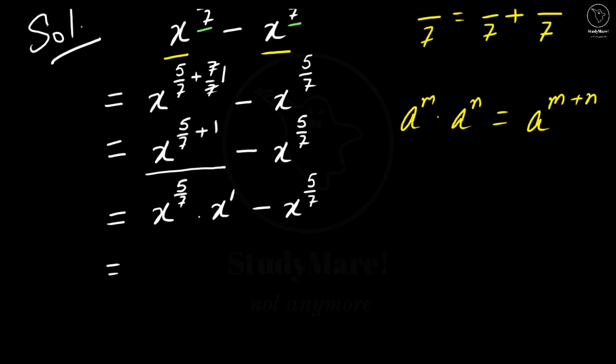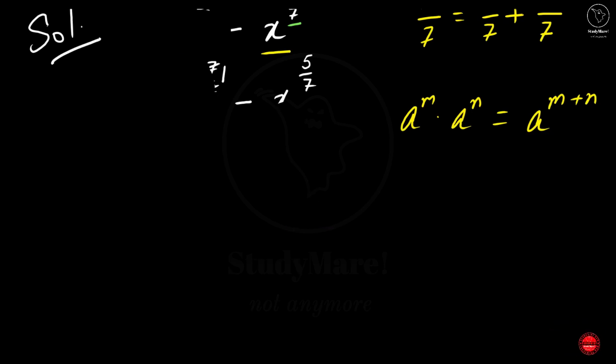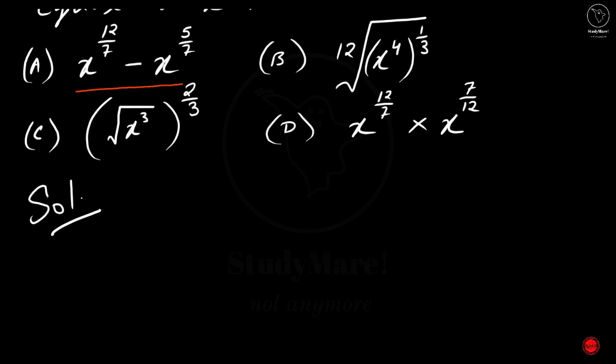Now x to the power 5 by 7 is here as well as here, so we can take this as common. So we get x to the power 5 by 7, inside we get x minus 1. This option is not equal to x. Can we simplify it further? No, it cannot. So this is the answer and it is not reduced to x. So this is not the right answer.